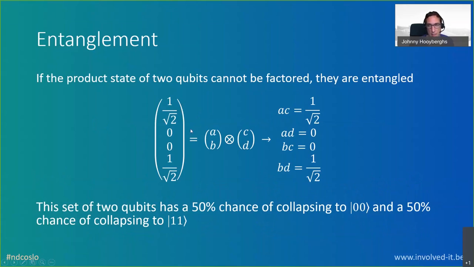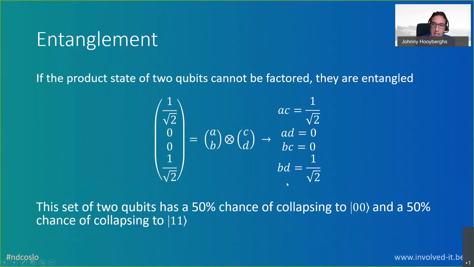And we know that it's a combined state, so we know it's a tensor product between the two separate states. And if you know how to calculate a tensor product, you know that the top position is A times C, the second position is A times D, the third position is B times C, and the bottom position is B times D. And if you look at the values, then you can see that AD or BC are zero, which means that either A or D is zero or B or C is zero. And that just can't happen, because AC needs to be 1 over square root of 2, but either A or C is 0. So this will never work.